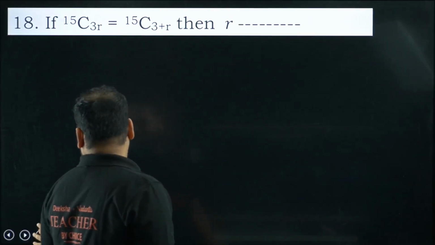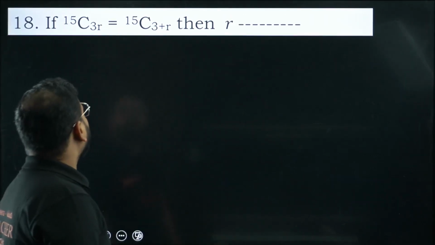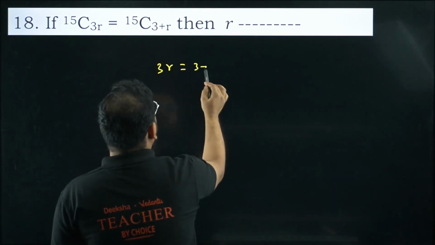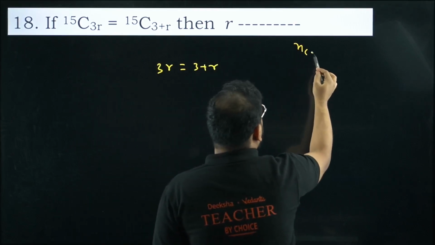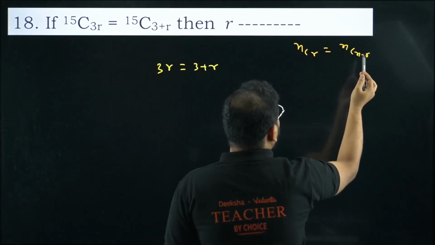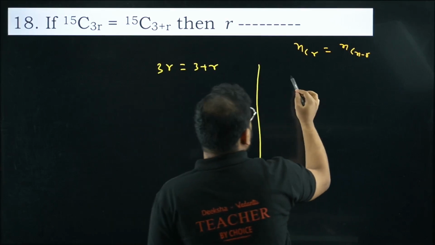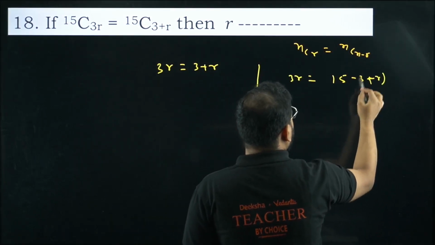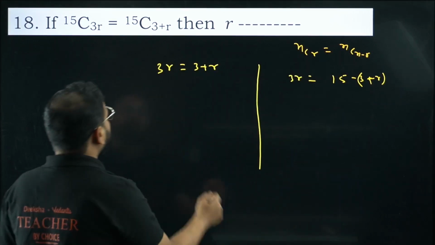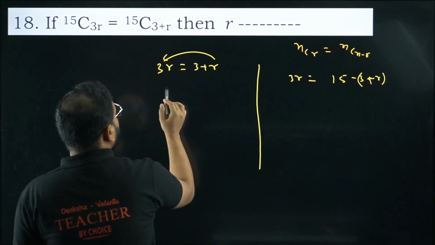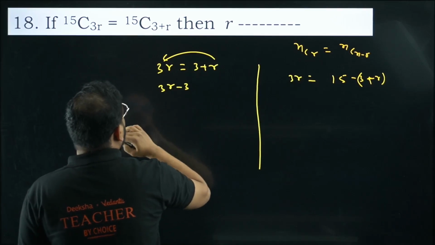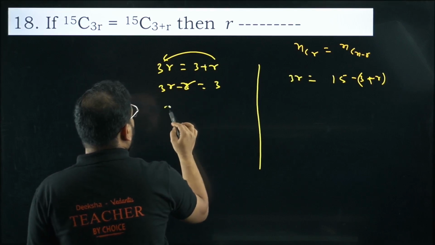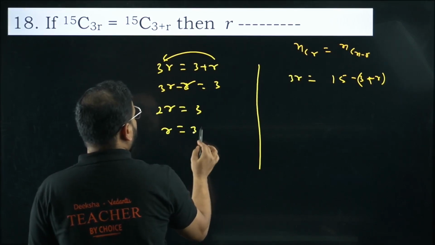This question, have a look. 15 C 3R and 15 C 3 plus R. It means, bacha, one thing is clear, 3R equals 3 plus R. Also we know that NCR equals NC N minus R, right? From here what I get? I get here 3R equals 15 minus 3 plus R. Both cases will be true, right? From here what I'm getting, bacha? Bring this over here. I get 3R minus R equals 3. So I'm getting here 2R equals 3. It means R equals 3 by 2.